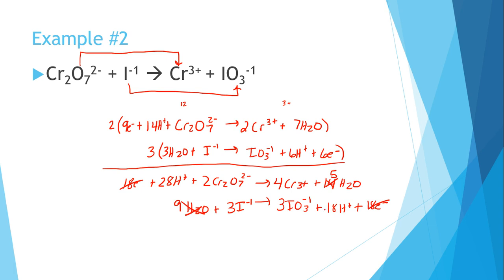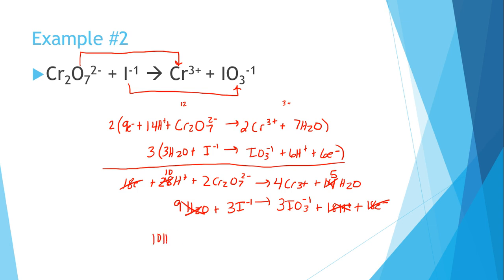We can also eliminate hydrogen. So this hydrogen gets eliminated, and then 28 minus 18 gives me 10 left over. Doesn't look like anything else can be simplified, so I can just rewrite everything for my final answer.